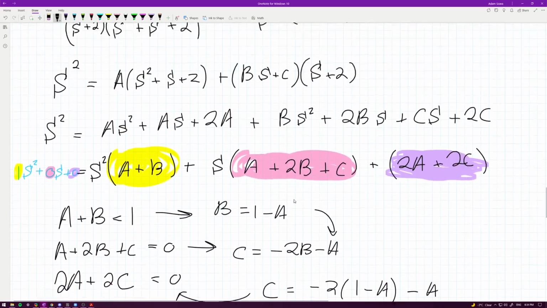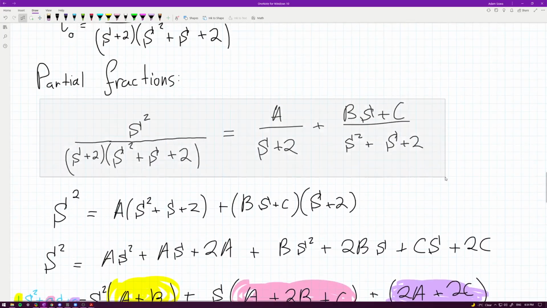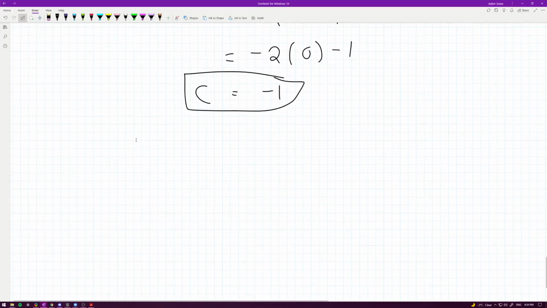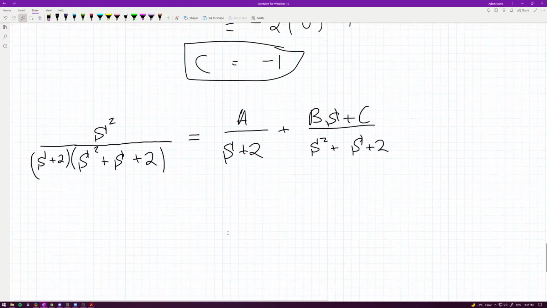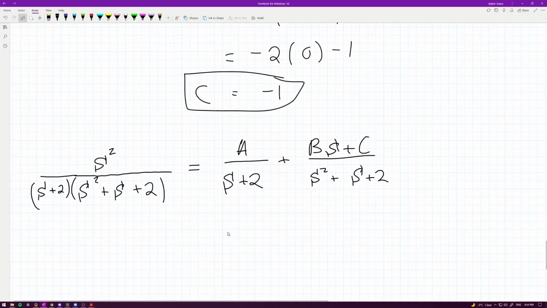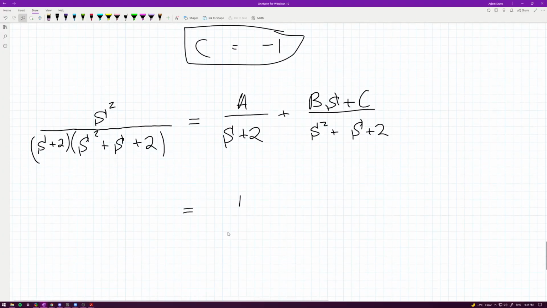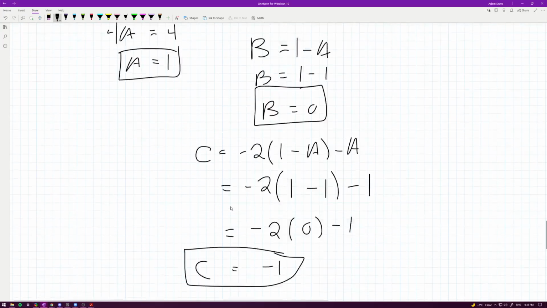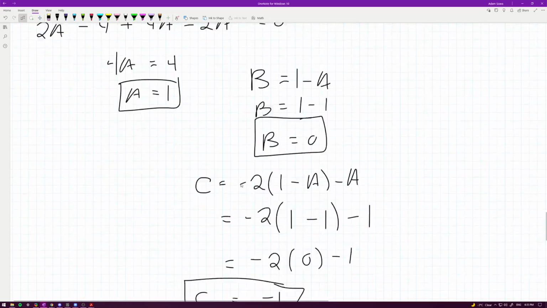So now I can finally go back up to my start of the partial fractions. So we go here. Oops. And I will plug everything in. So a is 1, b is 0, c is negative 1. So this means this is 1 over s plus 2 plus negative 1, so I'll just say minus 1 over s squared plus s plus 2. So finally, we're not done yet, but that is our I0, right?